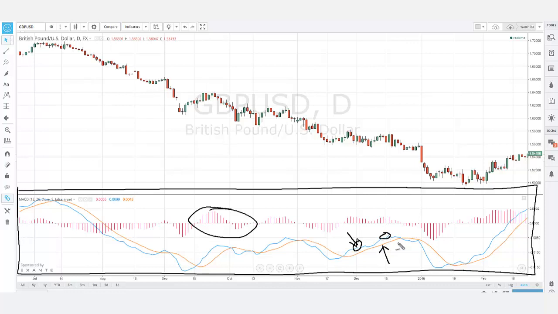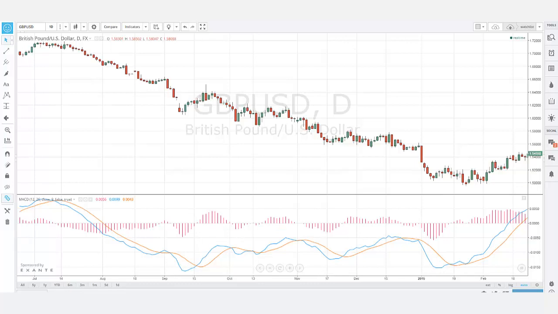And last but not least, what about this pink color histogram? How is it even formed? It's actually very simple. Let me clear away the clutter. The pink color histogram is a function of the blue and orange lines. Let me give you an example. Currently the blue and orange lines are expanding, diverging from one another. You can see they are moving further and further away from each other.